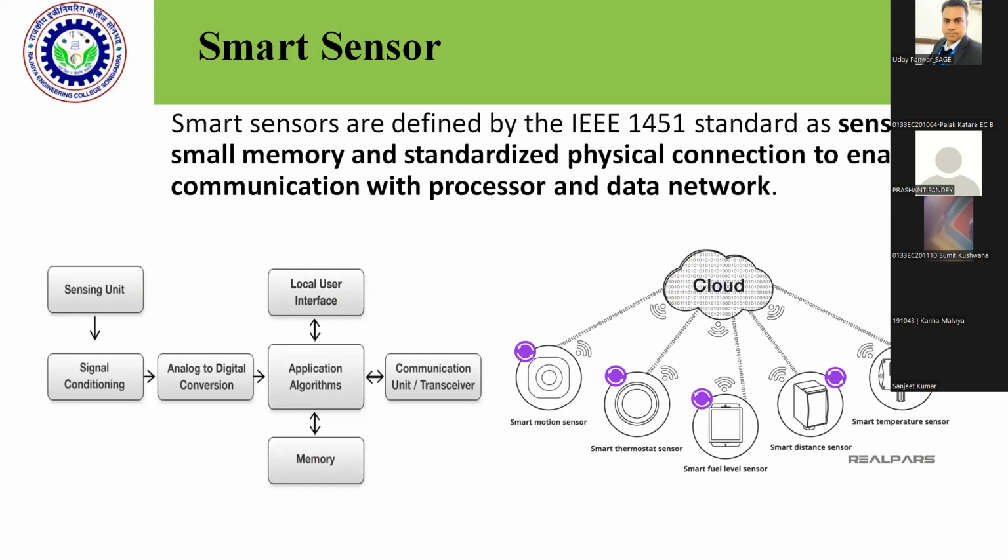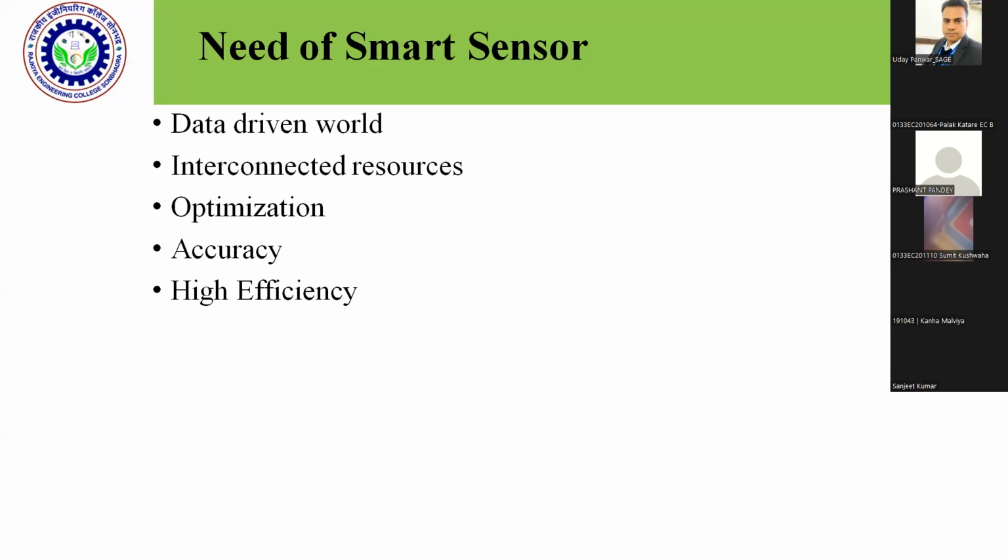Means it will have a sensing unit, then after it will have a pre-processing unit, then it will have a data conversion unit, and it will itself have some kind of algorithms which can perform different kinds of activities, and then send this data to the cloud. So why is there a need for a smart sensor?